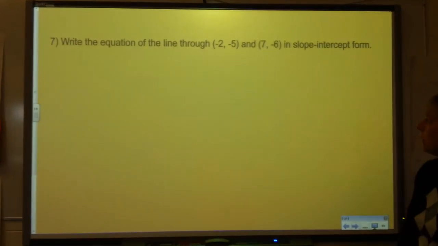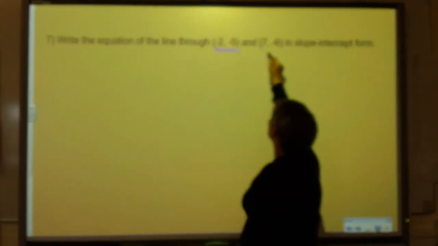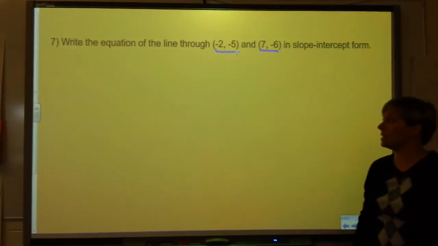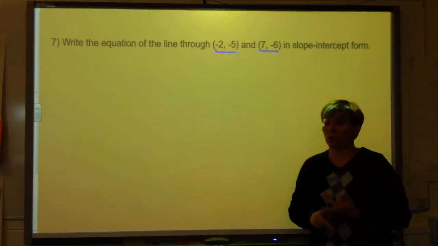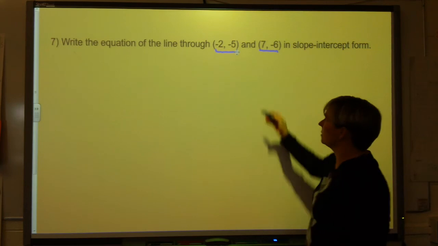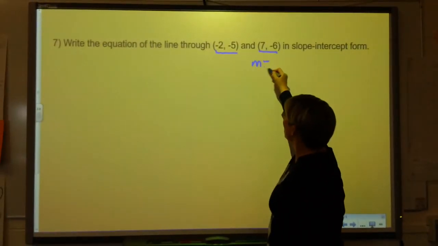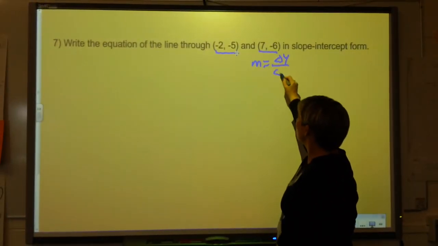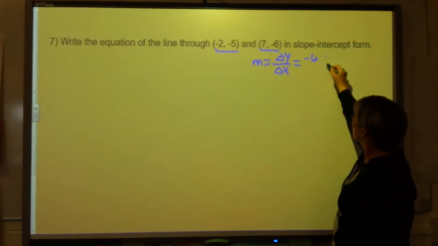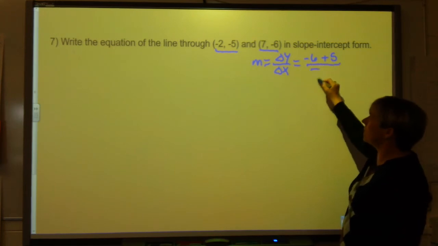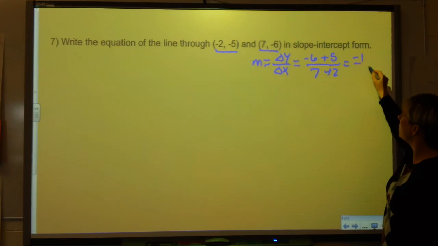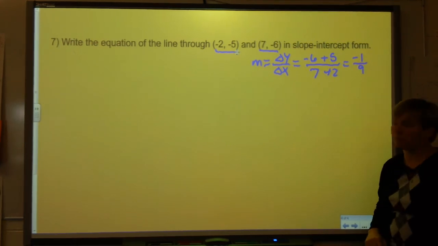Write the equation of the line that passes through -2, -5, and 7, -6 in slope-intercept form. So this was a little bit more complicated because I didn't give you the y-intercept, and I also didn't give you the slope. So you have kind of two things to do. First thing I'm going to do is find my slope, because that's the easiest. I know my slope is change in y over change in x. So that means I'm doing -6 plus 5 over 7 plus 2. That's going to give me -1 over 9.